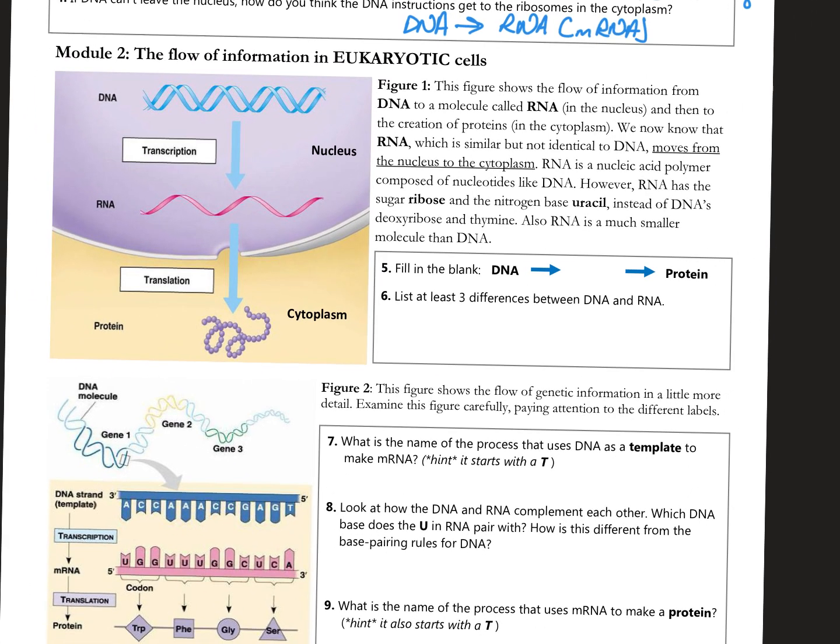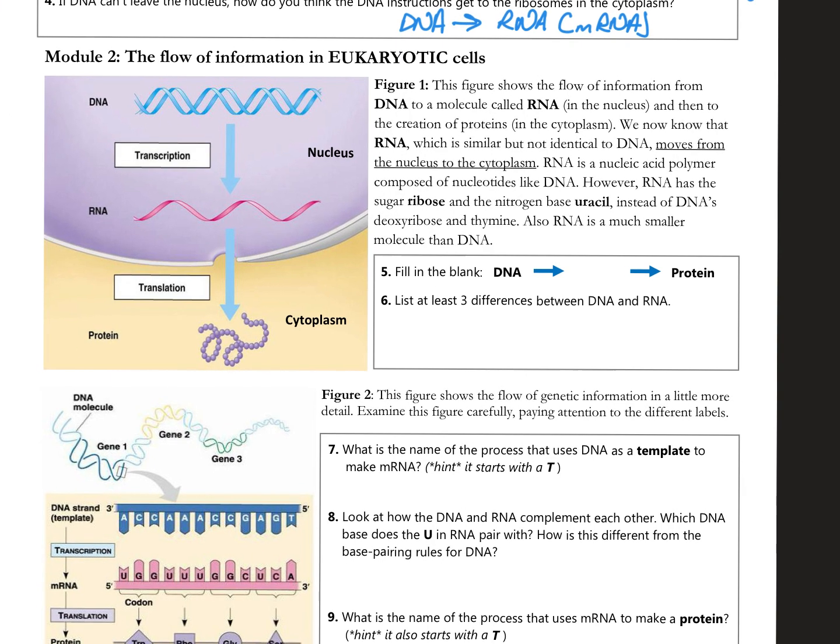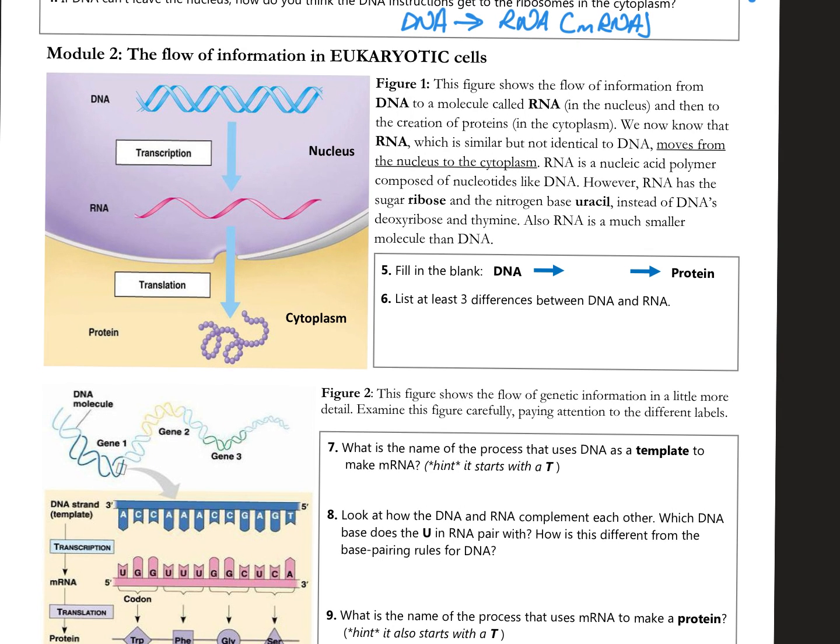All right. So here, module 2 says flow of information. It tells you most of the answers right here in the POGIL. Most POGILs do. The figure shows the information flowing from DNA to a molecule called RNA in the nucleus, and then the creation of proteins. We now know that RNA, which is similar to but not identical to DNA, moves from the nucleus to the cytoplasm. RNA is a nucleic acid polymer composed of nucleotides like DNA. However, RNA has the sugar ribose instead of deoxyribose, and the nitrogen base uracil instead of T. U instead of T. You know that.